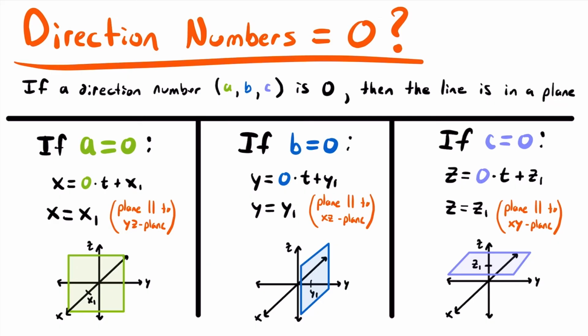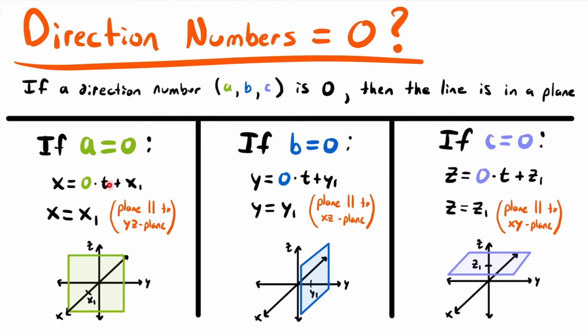And so let me break it down for you. This is kind of how it works. If A is equal to 0, that would be the x component of your direction vector. Then for your parametric equation for x, you're going to have x is equal to 0 times t, right? You would have a times t plus x1.